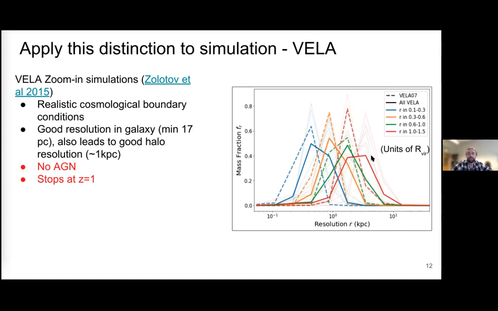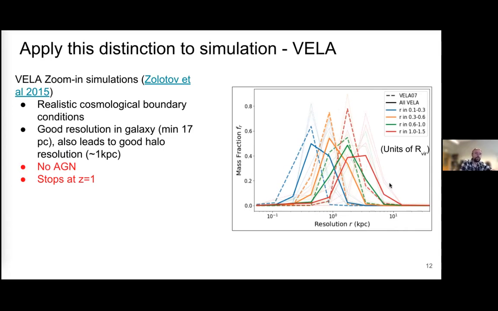So our mass is mostly in these relatively good resolution cells, even if there are a few low resolution cells out there. And our VELA 7, which is going to be our example galaxy that we're going to show several pictures of, is even slightly better than that. So that's these dashed lines here.